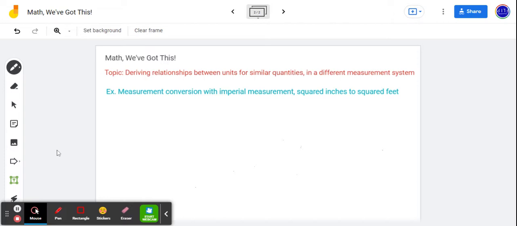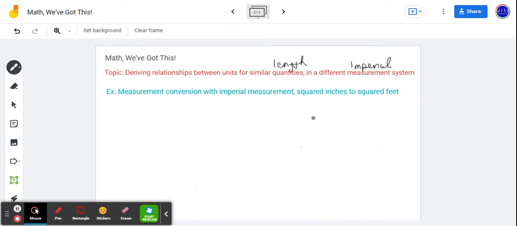And in this video, it's part 2 of a 2-part series. We're going to look at the relationship between units for similar quantities. So remember length, mass, time, that kind of thing, for a different measurement system. Okay, so in the first video, we looked at the metric system. And in this one here, we are going to look at the imperial measurement system. And we'll focus on the quantity of length.